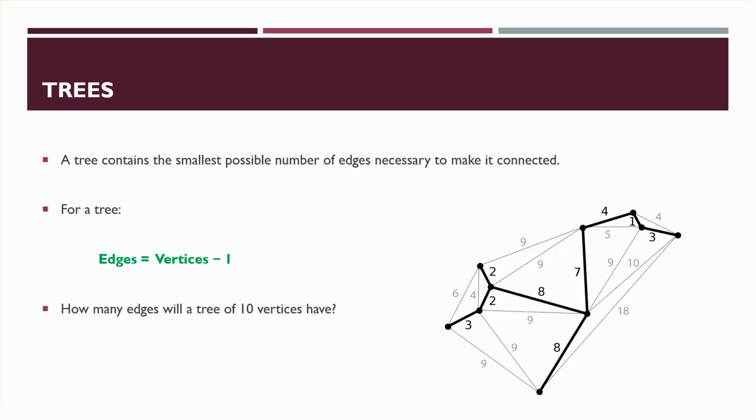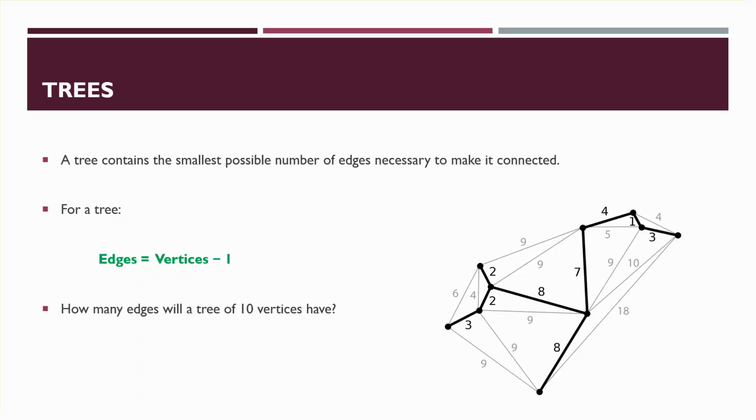Now, a tree is something that contains the smallest possible number of edges necessary to make all of the vertices connected. For a tree, the number of edges in it equals the number of vertices minus 1. And you can see in the network on the right-hand side here that the tree is all of the edges that are bolded out, and they are obviously all connected.